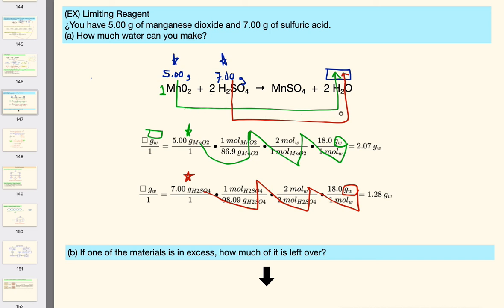Starting with this 5 grams, I can produce 2.07. Starting with 7 grams of this, I can only produce 1.28. Why? Because it's consumed twice as fast, even though there's more. 7 grams is more than 5, but look at the 2. So how much am I going to produce? What is my limiting reagent? It is the one that gives me 1.28, which is the acid. Yes, that is my limiting reagent.